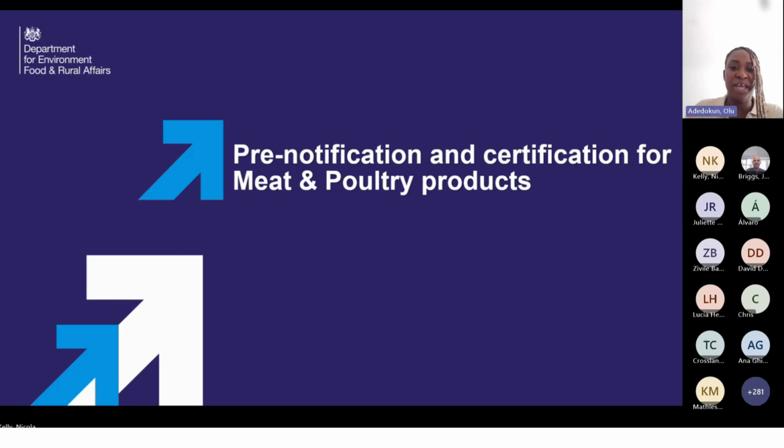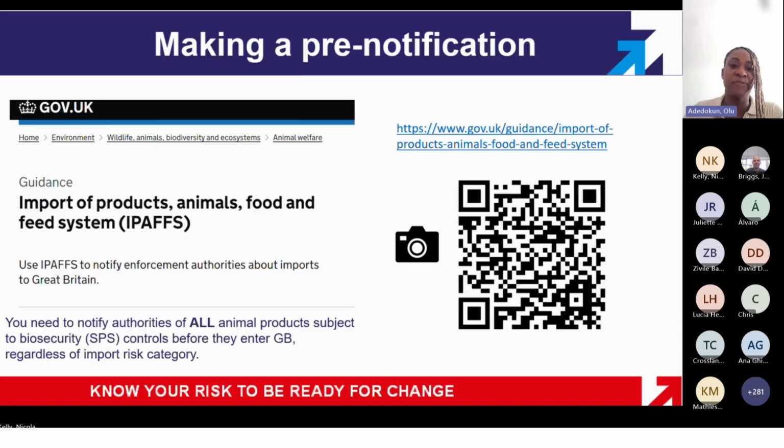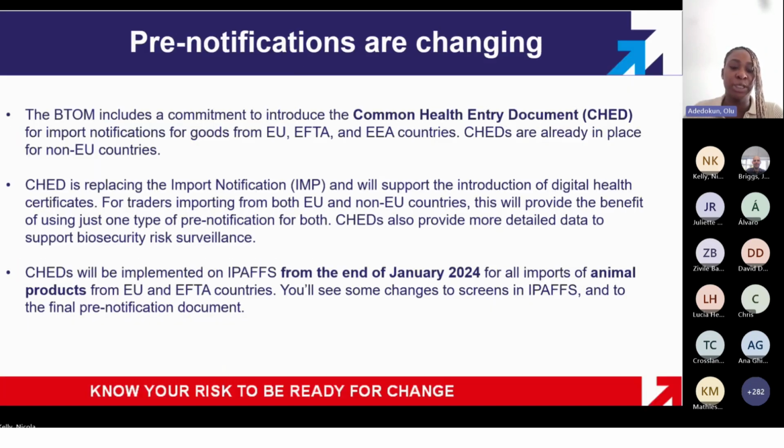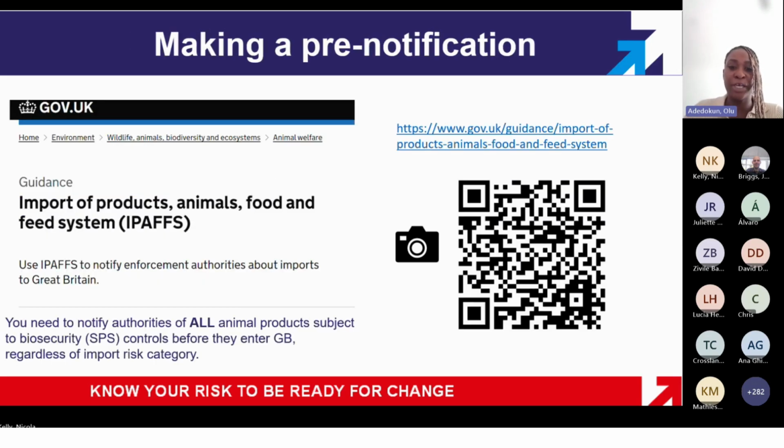Moving on to pre-notification and certification for meat and poultry products. So making the pre-notification, you will need to notify authorities of all animal products subject to biosecurity controls before they enter GB, and this is regardless of import risk category. This can be done via gov.uk, and you are able to view this page by scanning the QR code.